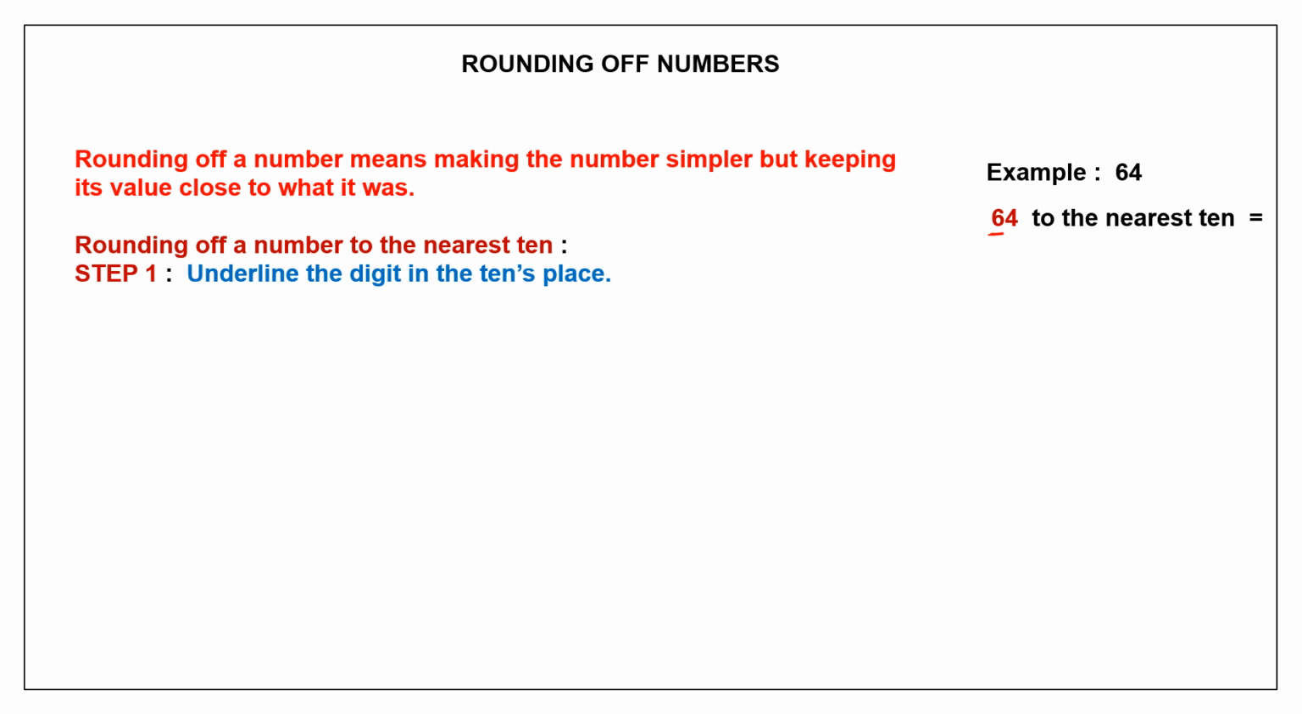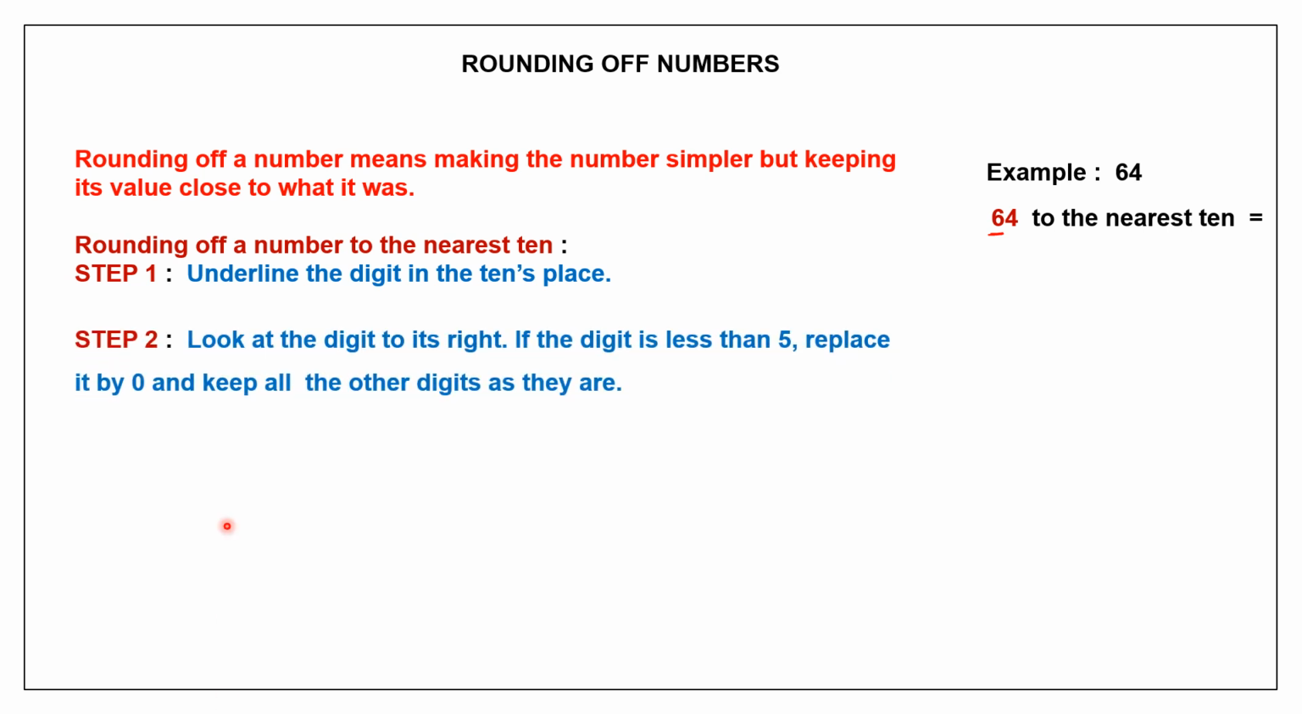We have underlined 6. What is step 2? Step 2 is look at the digit to its right. So we have underlined 6. So we have to look at the digit to its right. If the digit is less than 5, is the digit less than 5? Yes, it is. If it is less than 5, replace it by 0. That means this 4, I have to replace it with 0 and keep all the other digits as they are. So 6 will remain the same. I will change 4 to 0. So let's do that. So this will now become 60. So I rounded off 64 to the nearest 10. I've got 60. Now let's take another example.